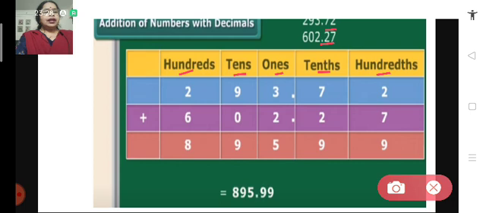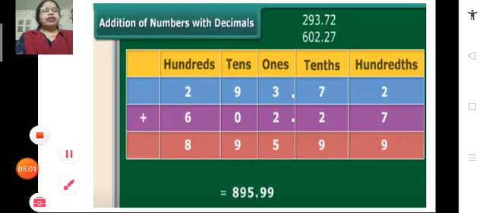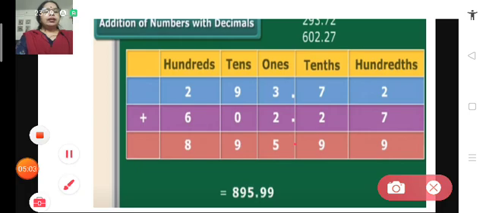So we start from the hundredths place. Here 2 plus 7 becomes 9. Then we come to the tenths place. Here 7 plus 2 also becomes 9. Then we put a decimal here, and we move on to the ones place. 3 plus 2 becomes 5. Then tens place, 9 plus 0 becomes 9, and we add the digits in hundreds place. 2 plus 6 becomes 8. So what is the answer that we get? It is 895.99.